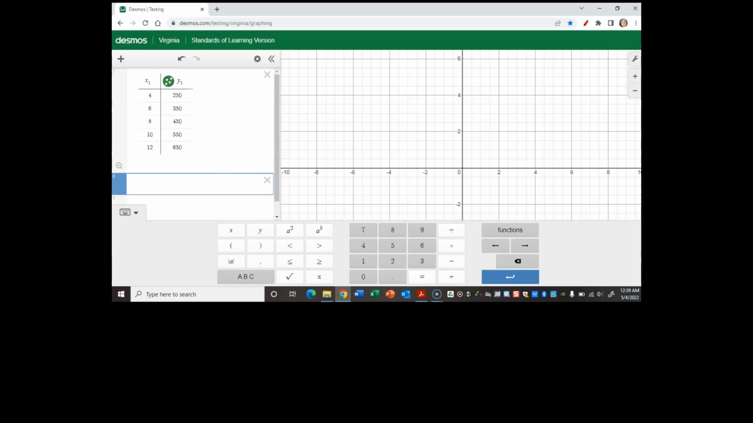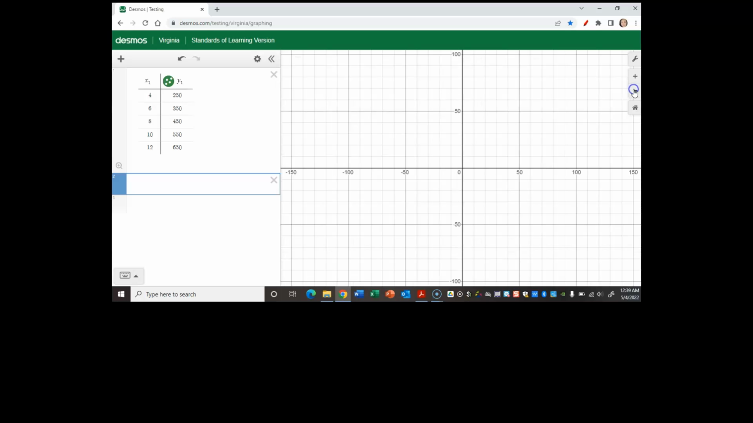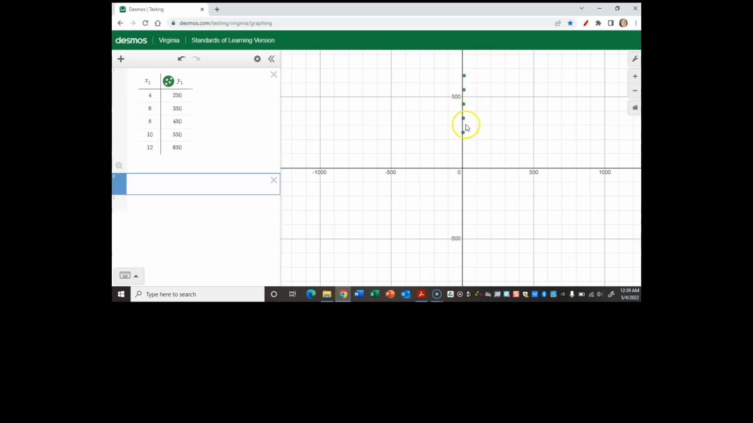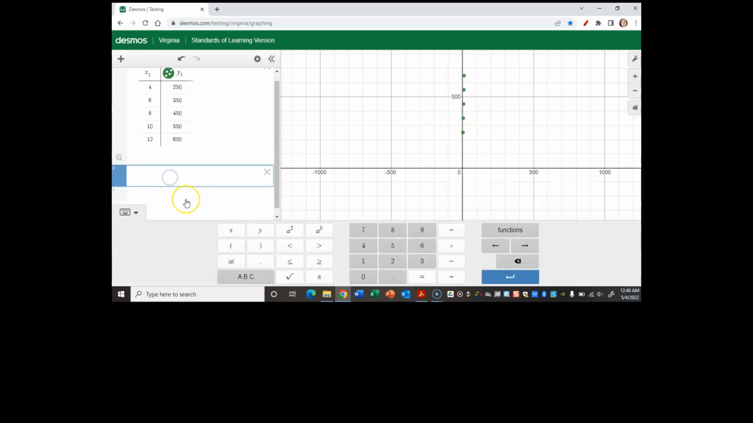And then we're going to zoom out a couple of times to see the scatter plot. As you can see, these are the dots from here. This is going up together and making a straight line. So what we're going to do is put the line of best fit. The equation is y1, and you're going to see that y1 is from this table.